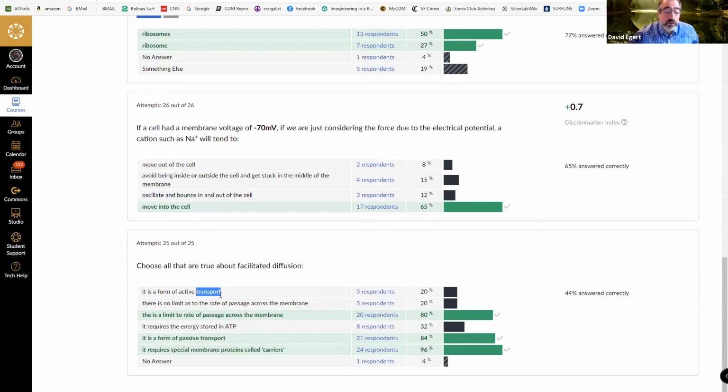The difference between regular diffusion and facilitated diffusion is there's a rate limit, which 20 people got. But so wrong, no rate limit. Does not require ATP because it's passive transport. And it is a form of passive transport.